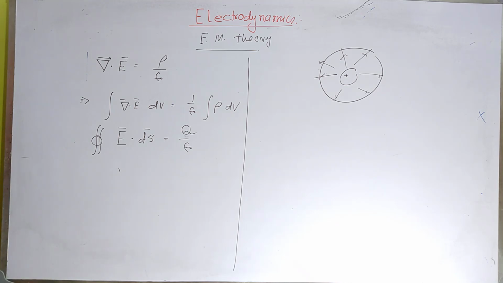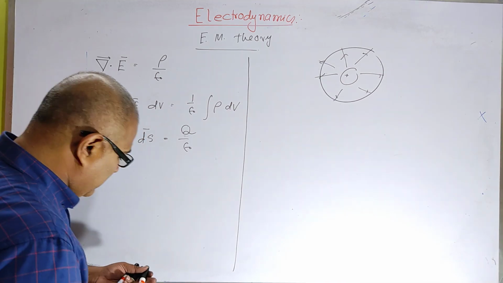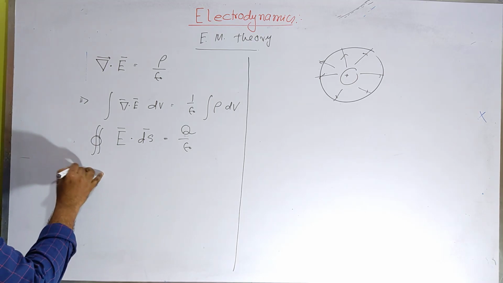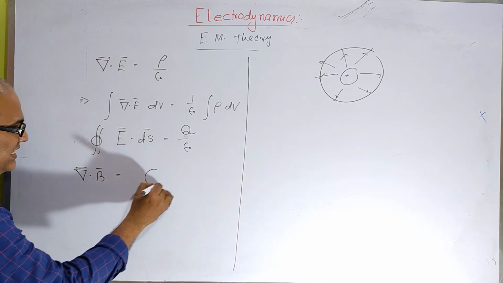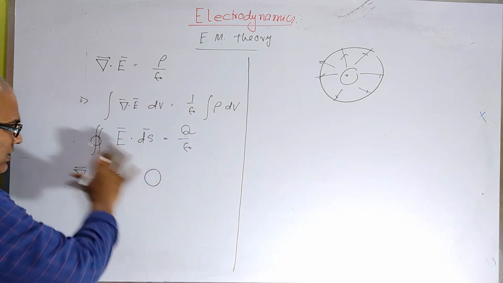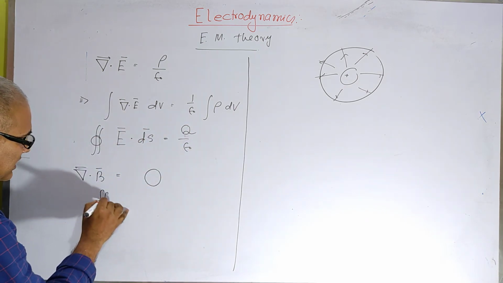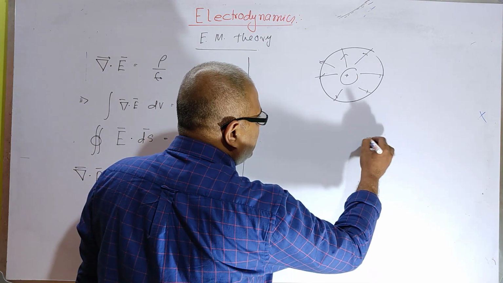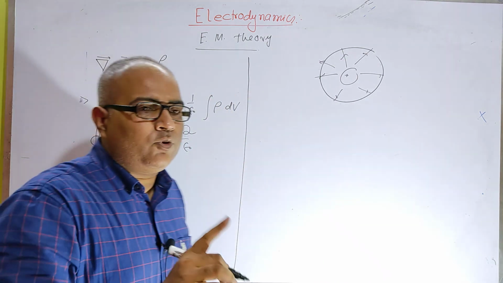Next one, very similar equations you can have for the magnetic field. You can take the divergence of B, and this is 0, you all know. Why is it 0? You all know that magnetic monopole does not exist. So if you use the same technique here, you will get the closed surface integral of B dot ds equals 0 again. So for any region you cannot have a single monopole, that is north pole and south pole separately.